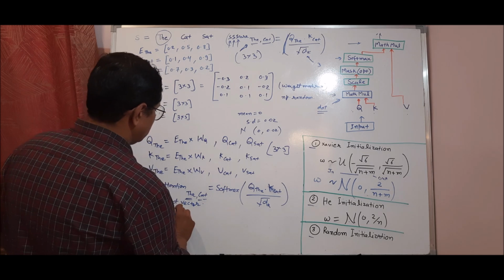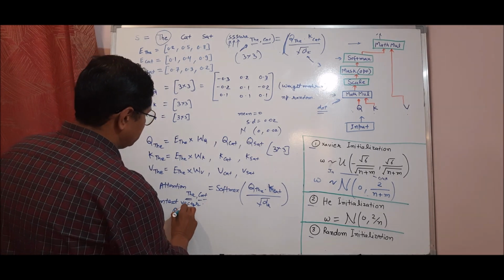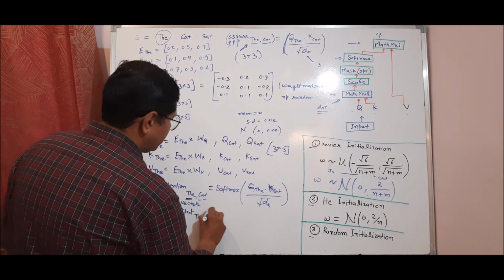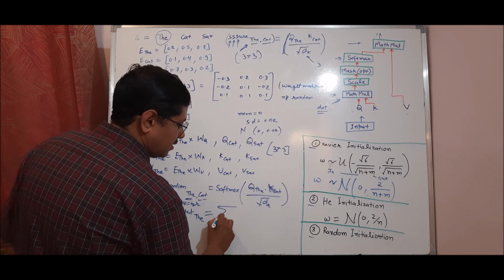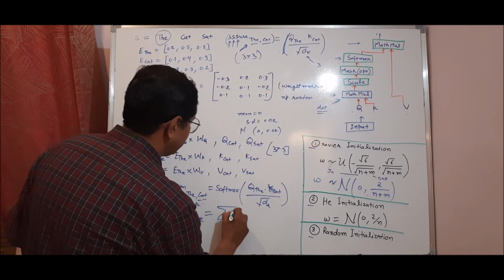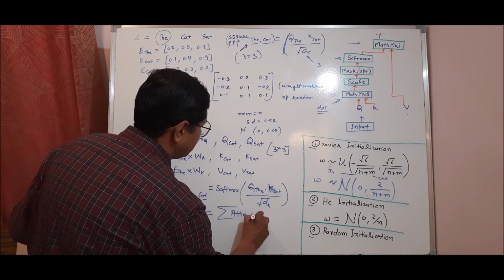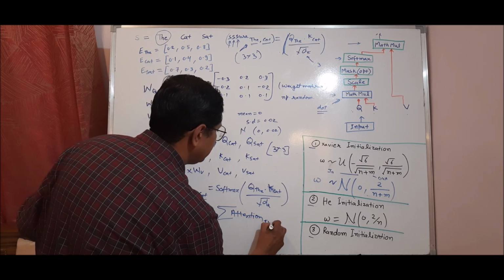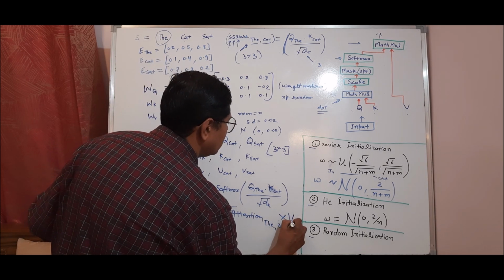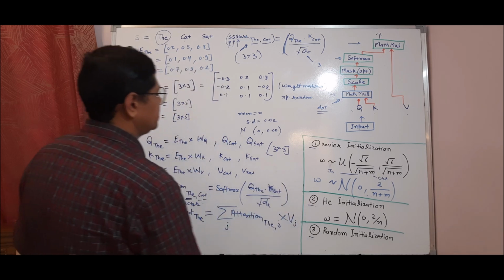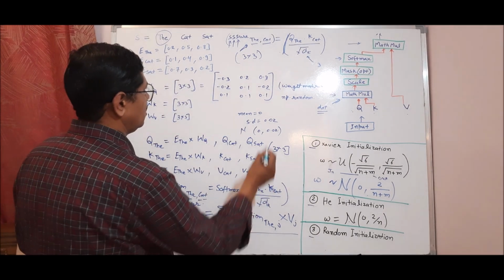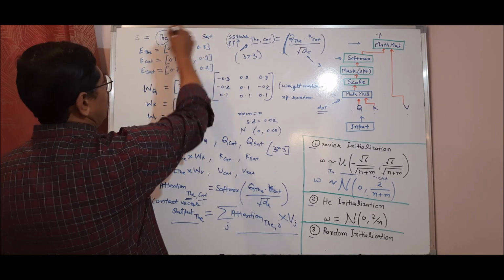So we can say the output for the will be the attention weight, the attention of the with respect to all words j, multiplied by the value of all words j. So this will give you the actual attention score of the word the in the presence of all three words.